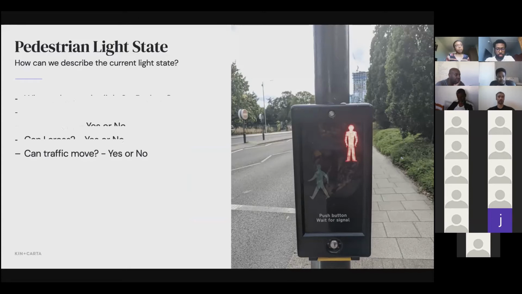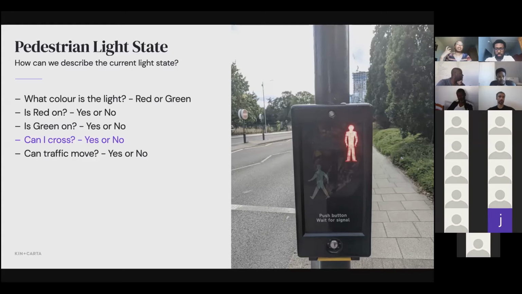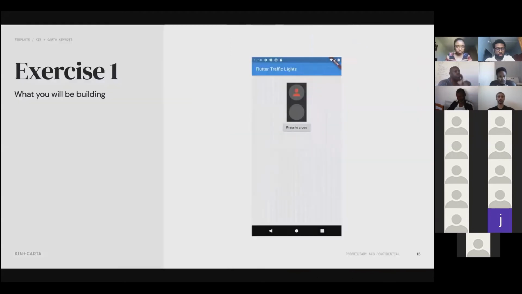But the question we're going to be asking is, can I cross? Simply because we are trying to simulate a pedestrian light, and the pedestrian light's concern is, can I cross? So we're going to move over to exercise 1. This is going to be interactive, and this is what we are going to be doing. When you press the button, the red man will change to green.